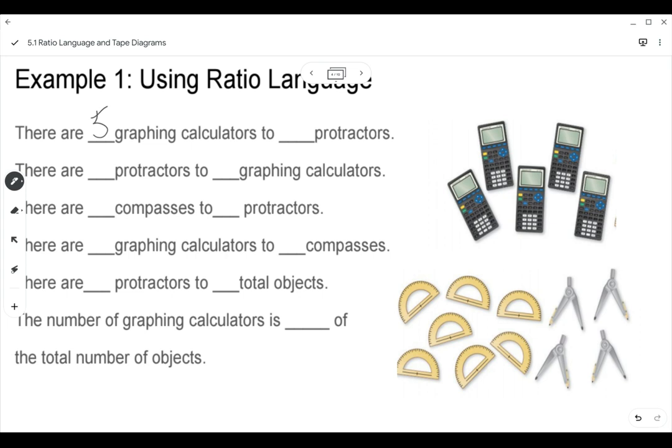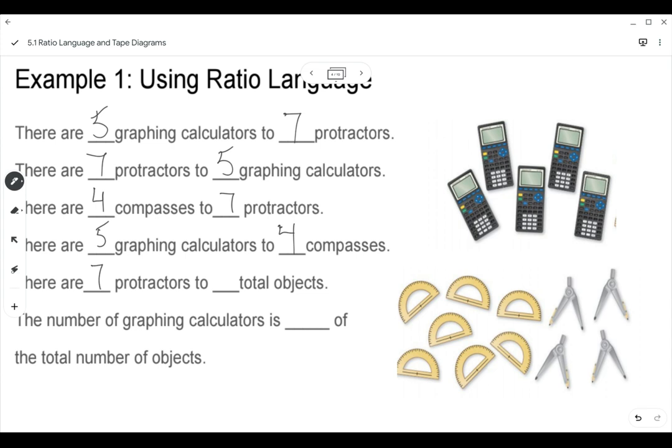There are 5 graphing calculators to 7 protractors. There are 7 protractors to 5 graphing calculators. Notice that this is the same sentence, just in reverse order. The order is important, though. That 5 graphing calculators, the 5 and the calculators need to stay together. There are 4 compasses to 7 protractors. There's 5 calculators to how many compasses? 4 compasses.